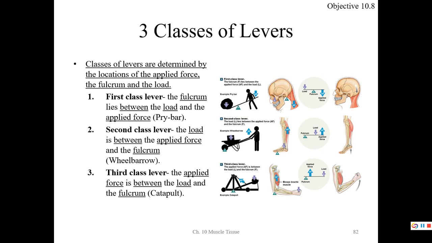Now, when we think about levers, they can be first class, second class, or third class. First class is a pry bar, second class is a wheelbarrow, and third class is a catapult. First class, pry bar, we have our fulcrum in the middle with our load and applied force at both ends. In a second class, the fulcrum is in the front with the load between the applied force and the fulcrum. In a third class, the fulcrum is in the front, and the applied force is between the load and the fulcrum. Okay?